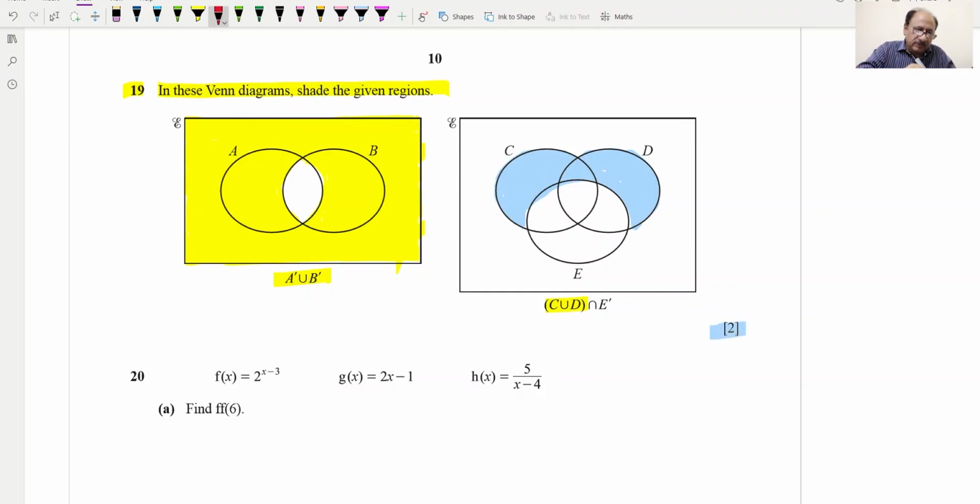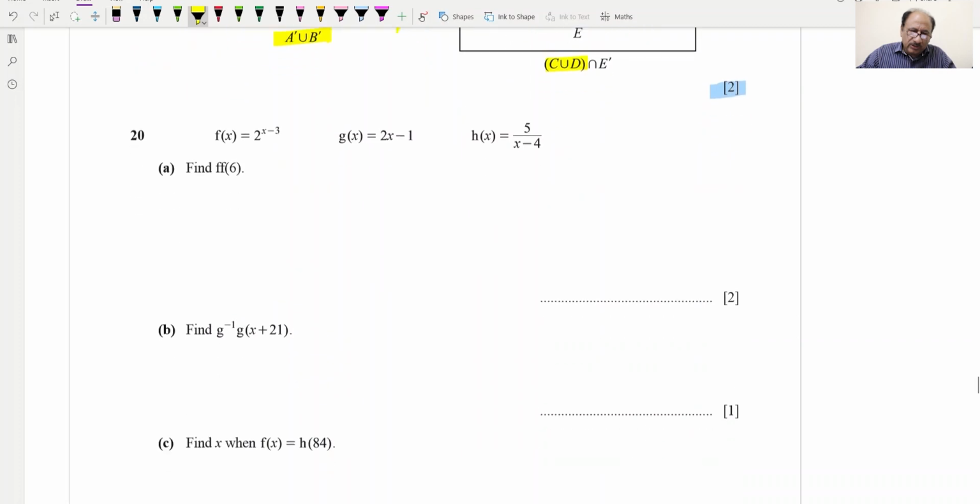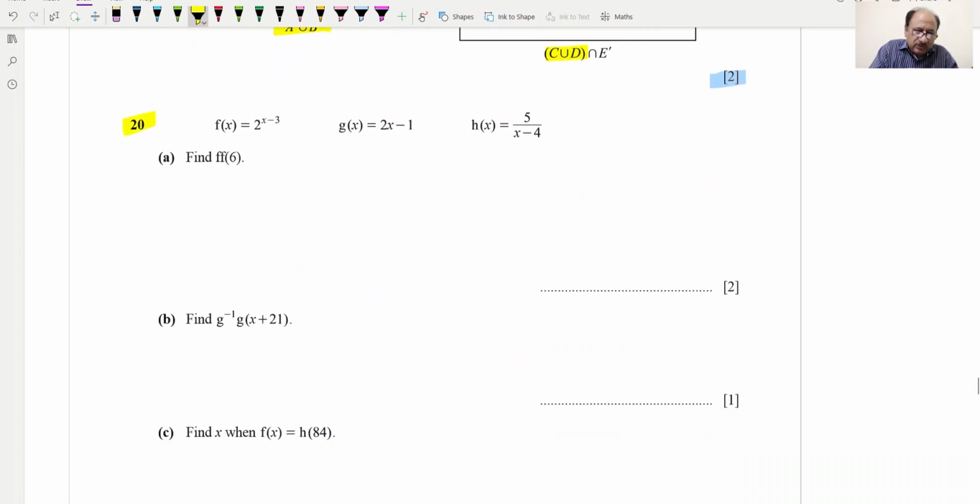Hopefully you understood this. Now question number 20, this is a functions question. f of x, g of x, and h of x are provided. A part, we have to find f of 6. So how can we find it? First of all, we will find f of 6. We will replace x by 6, so 2 raised to 6 minus 3, which will be equal to 2 raised to 3, which is equal to 8. So f of 6 is 8.